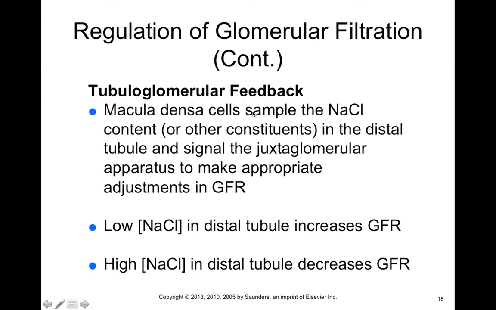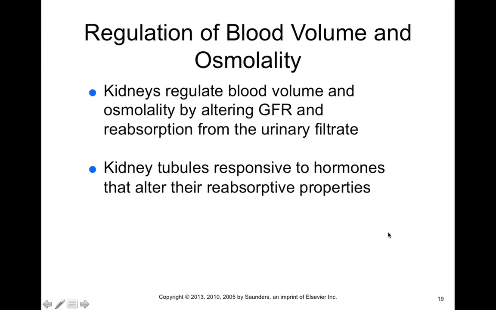Now, we mentioned earlier how these macula densa cells can sample sodium chloride content in the filtrate. If sodium chloride concentrations are too low in the distal convoluted tubule, this will lead to a compensatory mechanism that increases GFR. And if sodium chloride concentrations are too high in the distal convoluted tubule, this will lead to a compensatory mechanism that decreases GFR. And so we can use the concentration of sodium chloride as an indicator of how fast filtrate is flowing through the nephron.